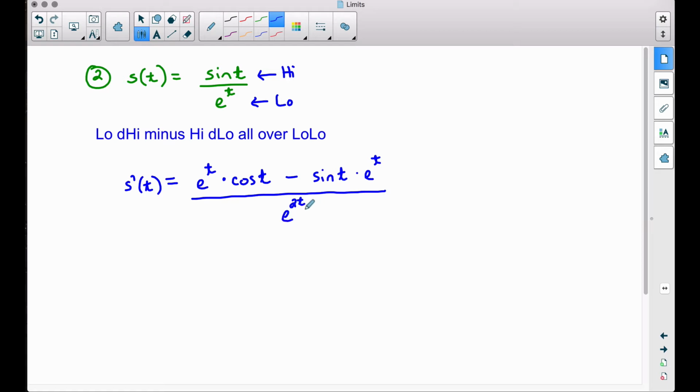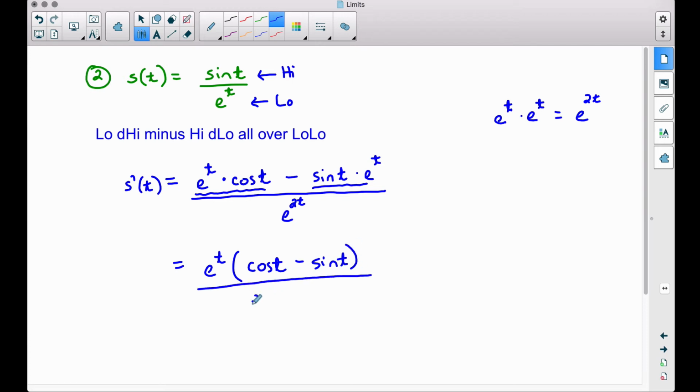the 2t. All I'm doing there is really just taking e to the t times e to the t, and our properties of exponents means here that we can add those two together. So that's where I'm really getting that 2t from. Now from here we can do a little bit of simplifying. We got this chunk here and this chunk here that we can factor an e to the t out of. When we factor e to the t out of this, we are left up top with cosine of t minus the sine of t, and then this is all over e to the 2t.